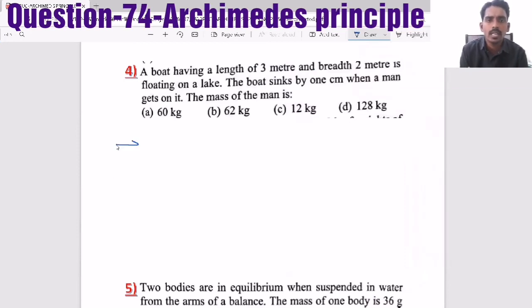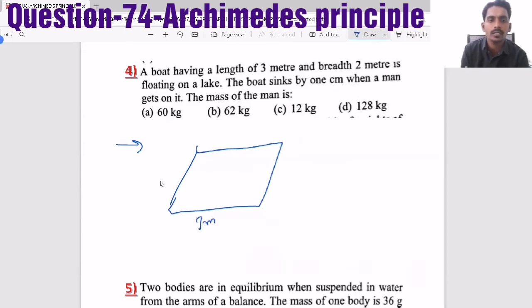Now, a boat having a length of 3 meter and breadth 2 meter is floating on a lake. The boat sinks by 1 centimeter when a man gets on it. Just like you take a rectangle, 3 meter and 2 meter. Now there will be some height also.